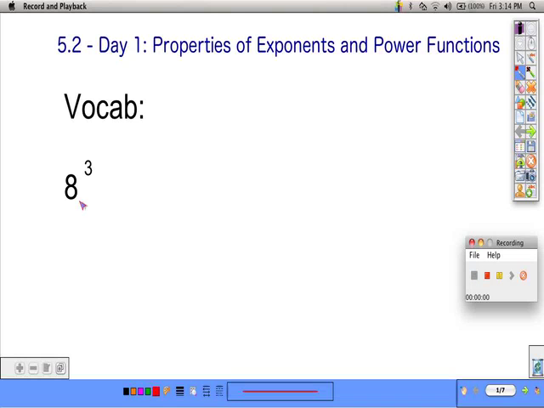5.2, we'll start off by talking about some vocabulary, just to make sure we're all on the same page. The little 3 up on top here is called an exponent. The 8 is called the base. And when we have a base and an exponent put together, that whole thing is called a power. So today we're going to be dealing with powers and how to simplify them.